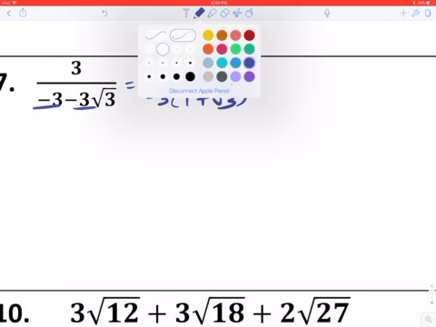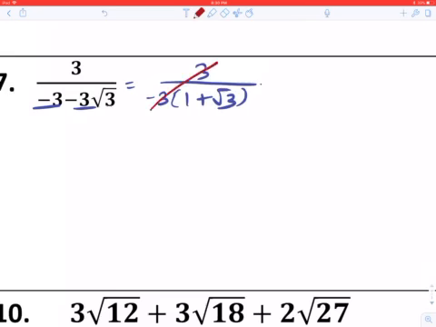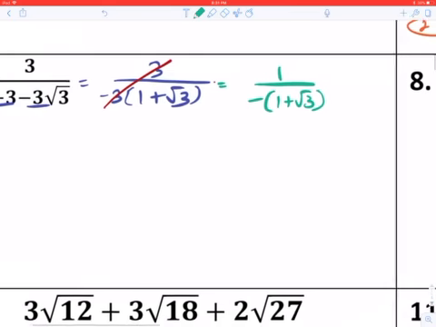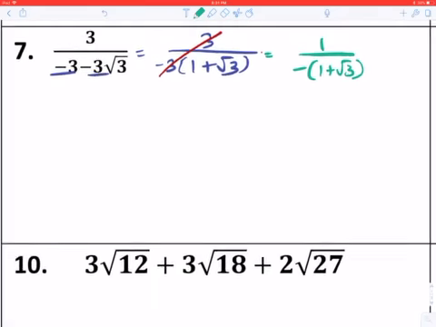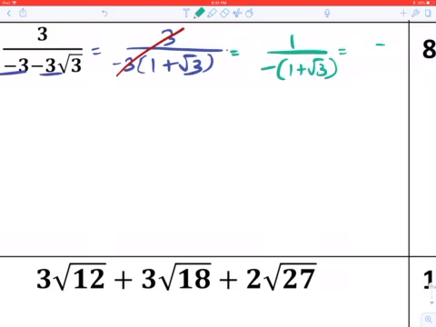And I want to cancel out the 3's here. So I get a 1 on the top. There's a negative on the outside here. 1 plus square root of 3. And we may run into negatives in the denominators a few times. Every time I do, I'm just going to push that negative into the numerator by multiplying each term by -1. So this here will become a -1 over 1 plus the square root of 3.